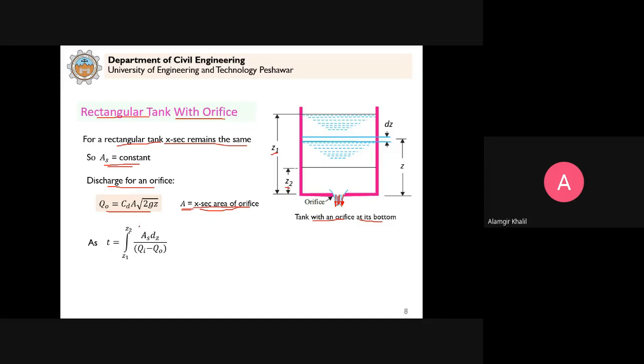We already studied this equation: As t is equal to the integral from Z1 to Z2 of As dz divided by Qi minus Q naught. So here we have As dz divided by 0 minus Q naught, because we consider Qi equal to 0. There is no inflow. Clear? What is Qi? Qi is the inflow. In this chapter, either it is 0 or you can consider it as a constant, and still we can evaluate this integral with no problem. So we consider this as 0.